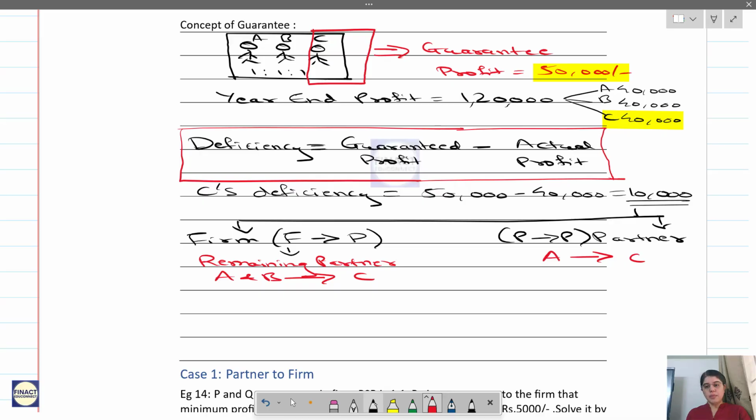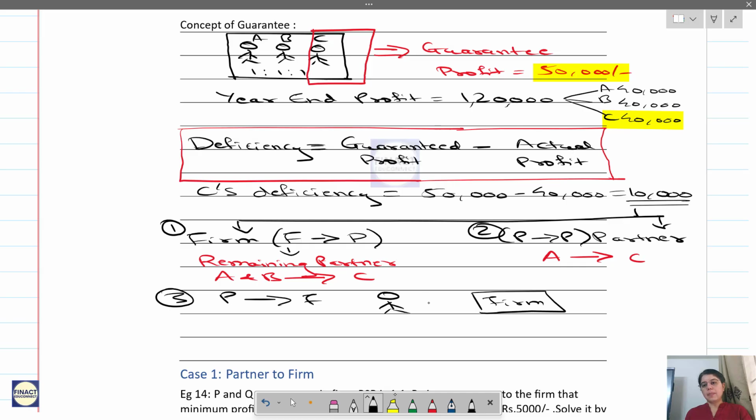Now apart from this, there is one more type. So this is the first type, second type and third type of guarantee. So what is the third type of guarantee? Partner to firm. So in that case what happens? Partner and this is a firm.